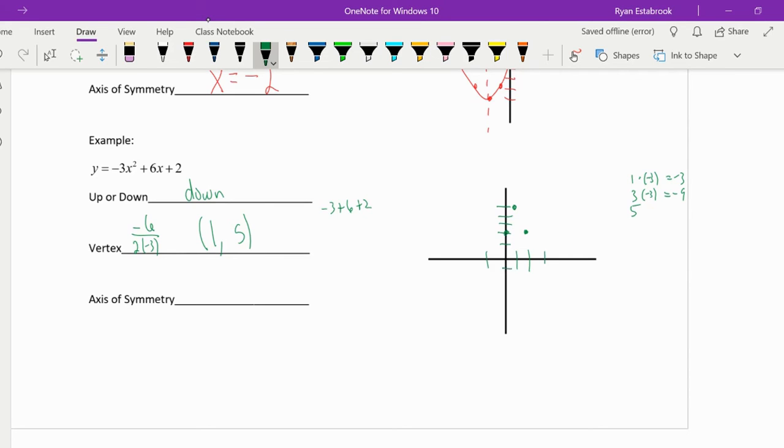So from here, if we went right and left by 1, we'd have to go down by 9. So 1, 2, 3, 4, 5, 6, 7, 8, 9. This point left and this point. So you can see it's going down a lot steeper than it was before. And lastly, our axis of symmetry is x equals 1 because that is the vertical line that splits it in half.